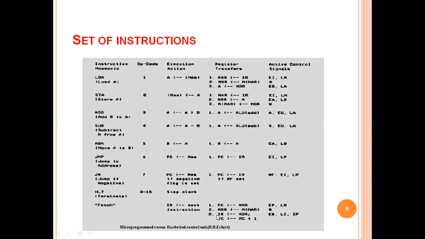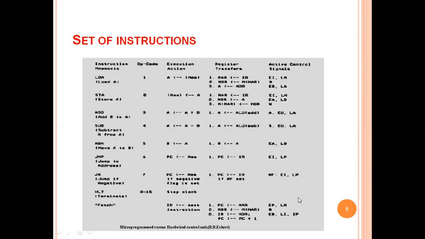After the fetch, from MDR to IR, it will decode. This is the 4-bit instruction because your opcode is 4 bits. It will decode the 4 bits and will generate what the next instruction should be. This is called the execution cycle. Clear? Fetch, decode, and then it will execute.